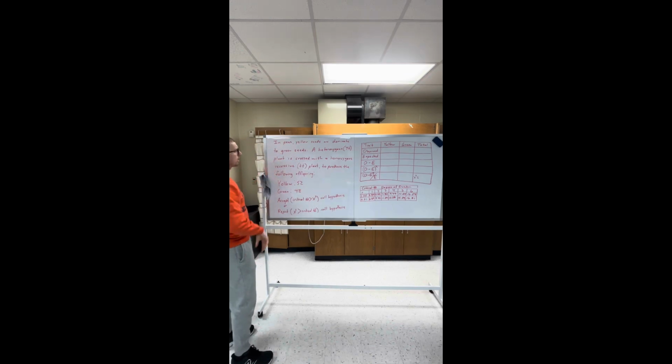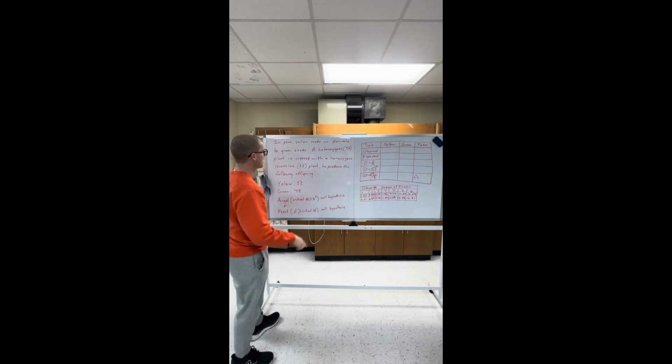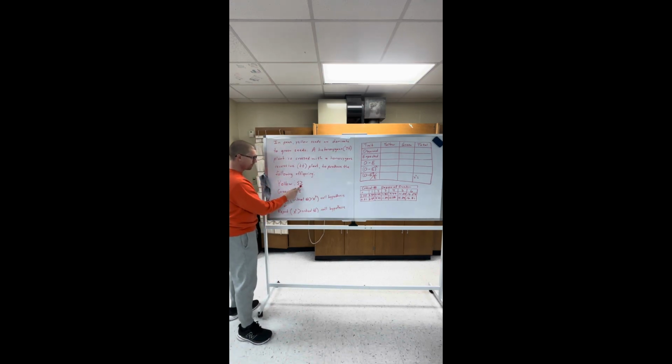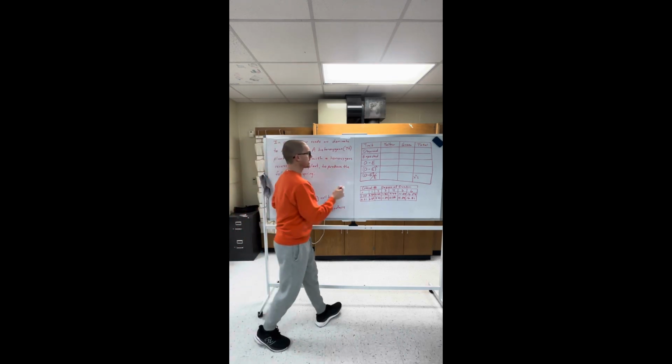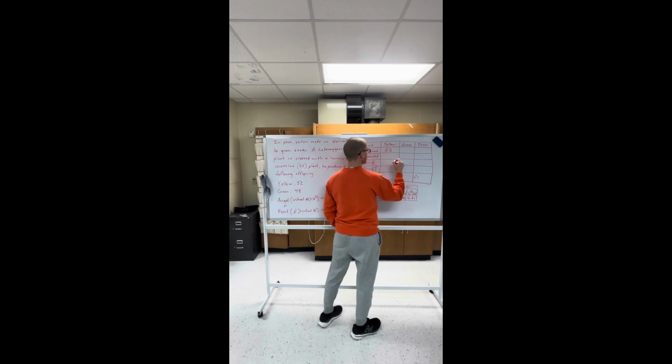In peas, yellow seeds are dominant to green seeds. A heterozygous plant is crossed with a homozygous recessive plant to produce the following offspring: yellow, 52, green, 48. All right? So we can go ahead and fill this out on our chi-squared table. Our observed values are 52 for yellow and 48 for green.